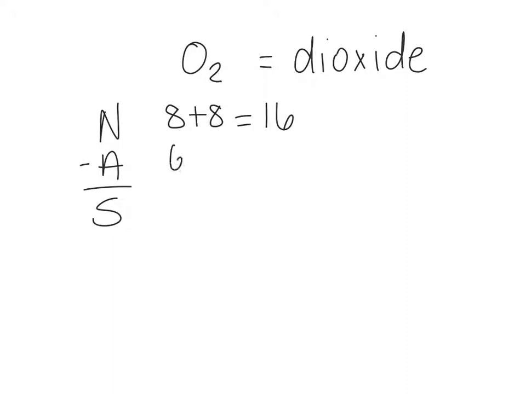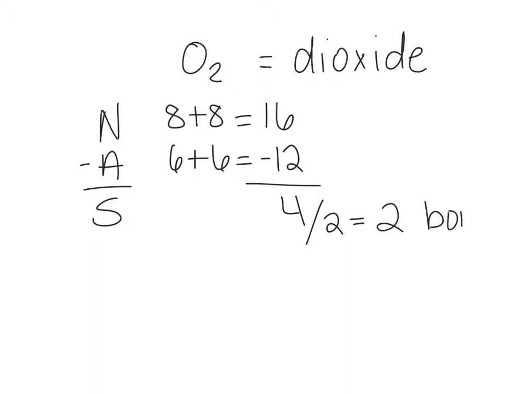Available, each one has 6. So now I have 12. 16 minus 12 equals 4, divided by 2 tells me that I have 2 bonds. So they're the same thing, so I'm just going to put them right next to each other. And this says that I have 2 bonds, but I only have 1 spot to put that bond. So I'm going to make a double bond.